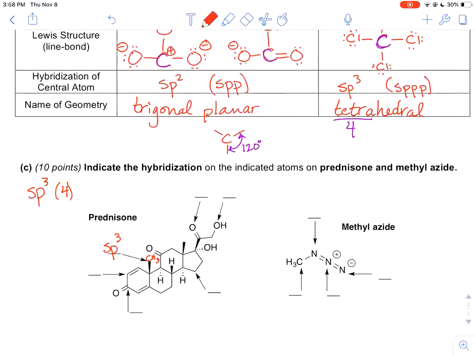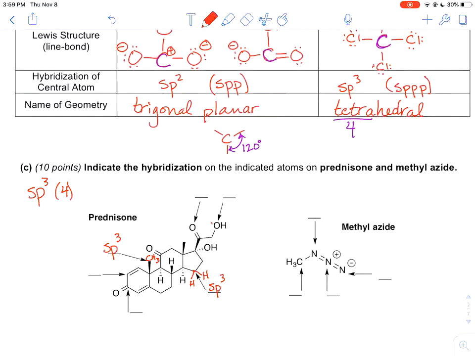Another example of an sp3 hybridized carbon would be this carbon here. We can explicitly show the 2 hydrogens if it's helpful. You can see that it's bound to 2 other carbons as well. And this is going to be sp3 hybridized.